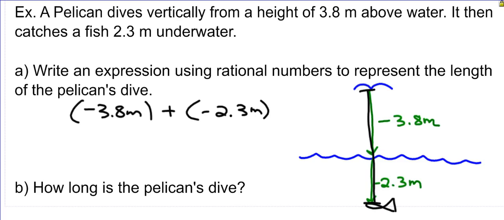So how long is his dive? Well, negative 3.8 and negative 2.3. The total dive is negative 6.1 meters. Or we could say 6.1 meters down. Again, we can use the word to show the direction, or we can show direction with the negative sign.